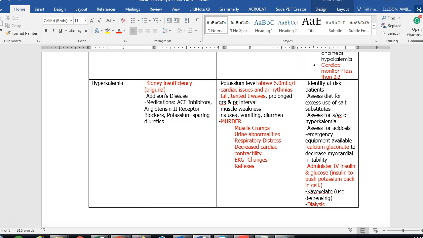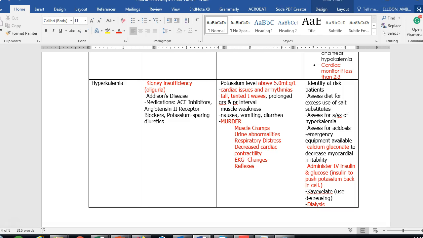Management. You want to identify those at risk. Assess the diet to make sure that they aren't excessively using salt substitutes, because what they use for a salt substitute is potassium. Assess for symptoms of hyperkalemia. Have emergency equipment available. Assess for acidosis, like DKA.